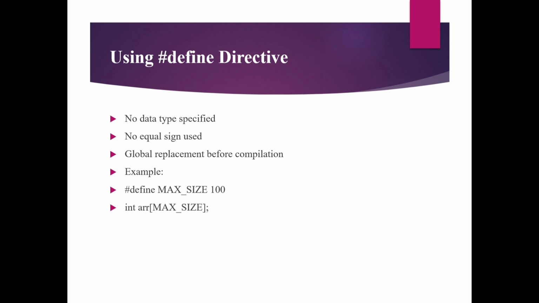Next up is using the #define directive. The #define directive works a little differently. It's a macro, a global replacement tool that works before your code is compiled. For example, #define MAX_SIZE 100. This means anywhere you write MAX_SIZE, the compiler replaces it with 100 before compiling.